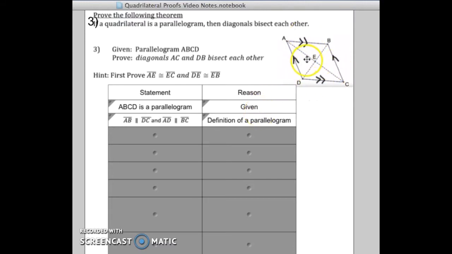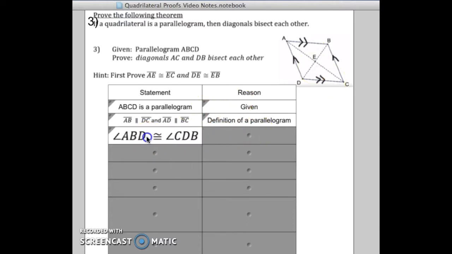Now if I have parallel lines, notice here I have a transversal, which is a diagonal, and I have a second transversal, which is another diagonal. If these are parallel and this is a transversal, I'm going to be able to get alternate interior angles congruent. I could even possibly get two pairs of alternate interior angles congruent, or I could use vertical angles. So there's not just one way to do this proof.